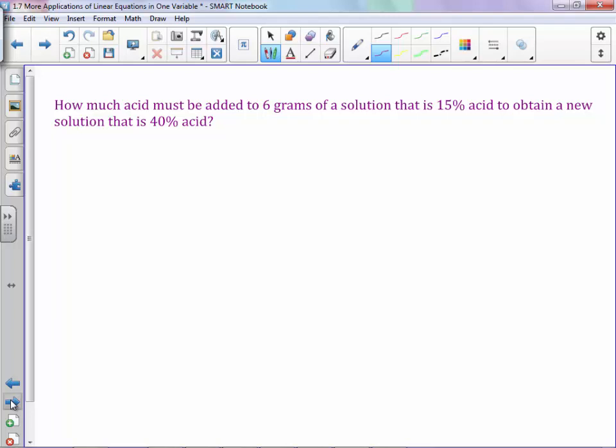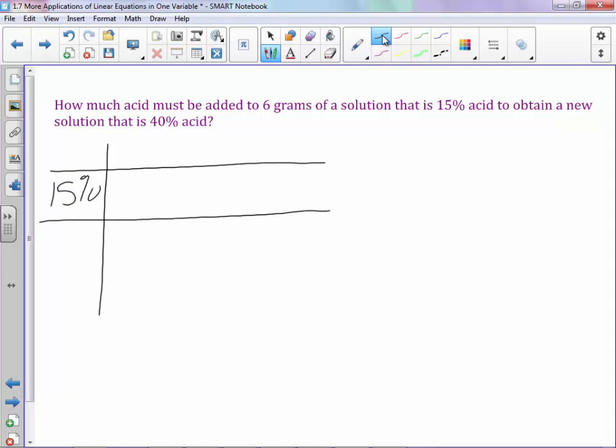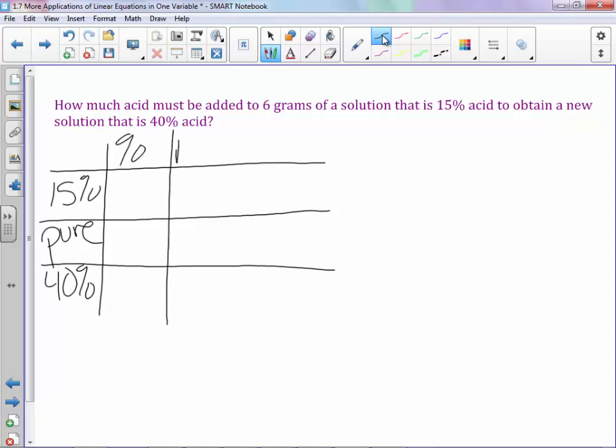And this last one is another mixture problem. This time you're actually mixing two things together like we did with our nuts. Start with our chart, the things we're mixing. We have a solution that's 15%. We're mixing the pure acid to it. We want to end up with a 40% solution. Once again, the things we know, that percent, the amount, and this is going to be our total as far as the acid in our solution.